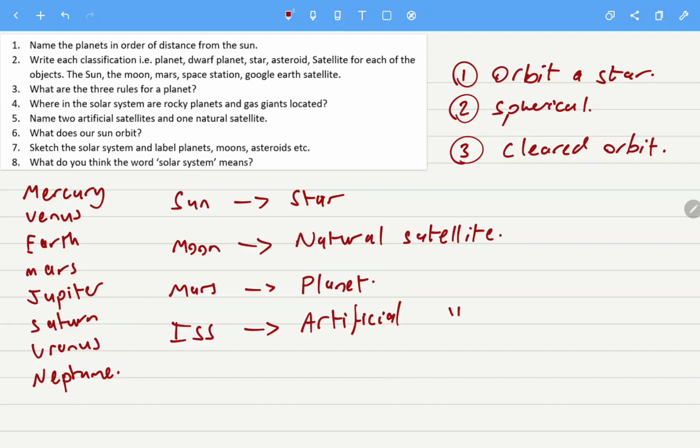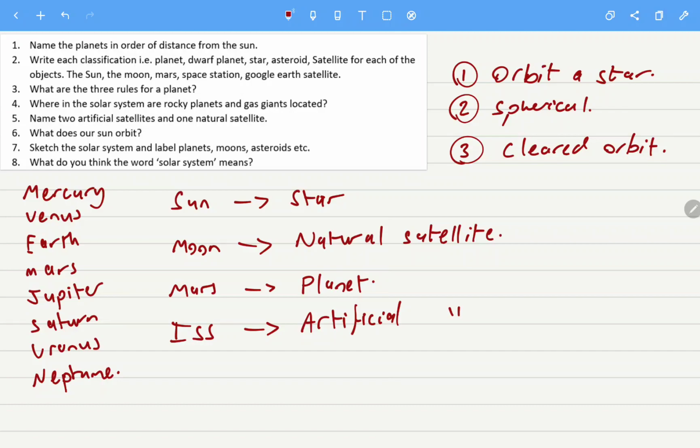Number 4 says, where in the solar system are rocky planets and gas giants located? So the rocky planets are all in the inner solar system before the asteroid belt, and the gas giants are after the asteroid belt in the outer regions of the solar system.